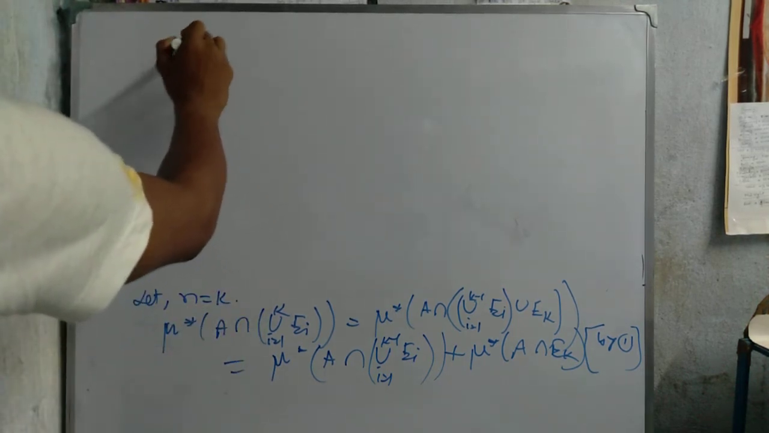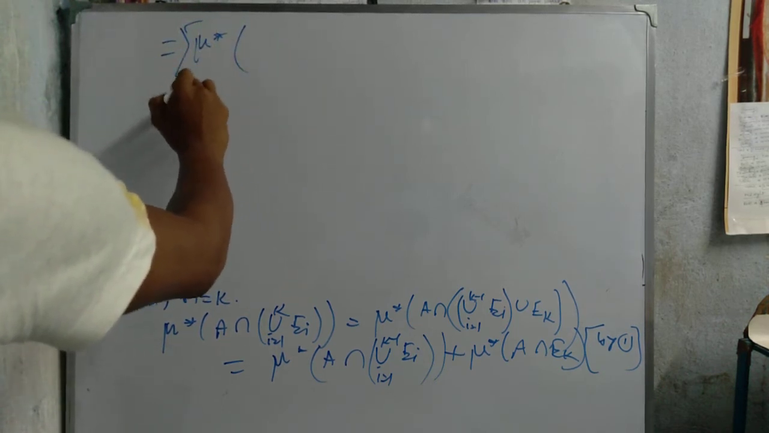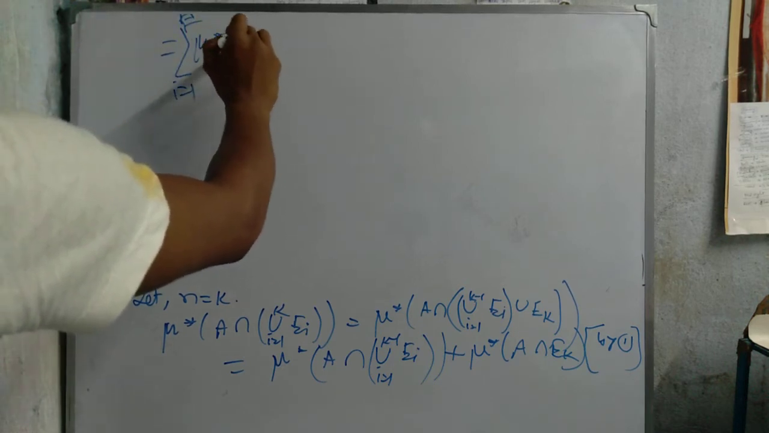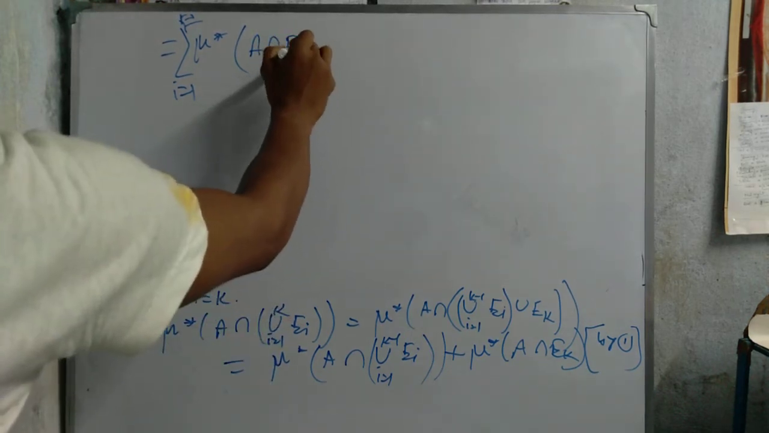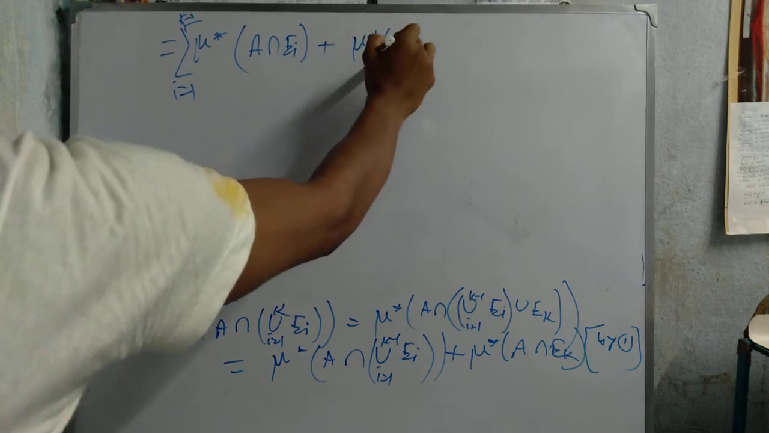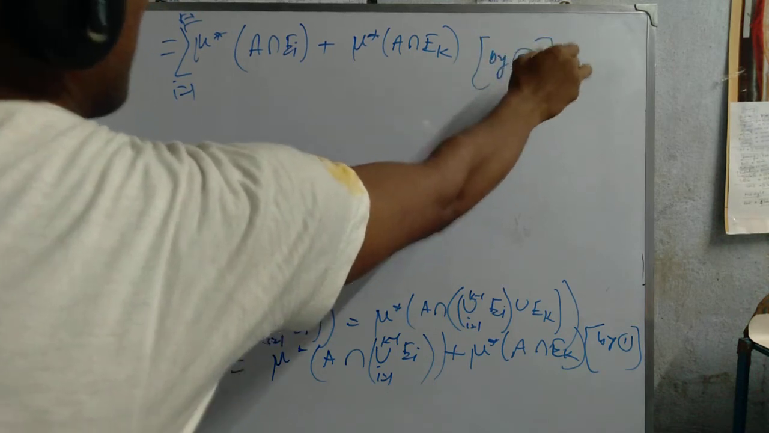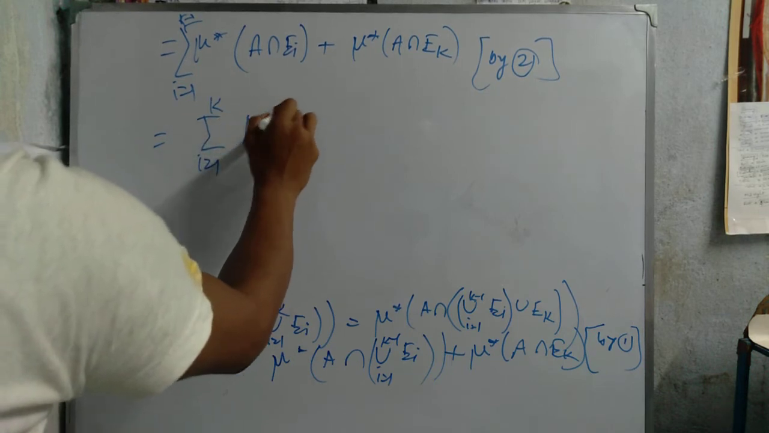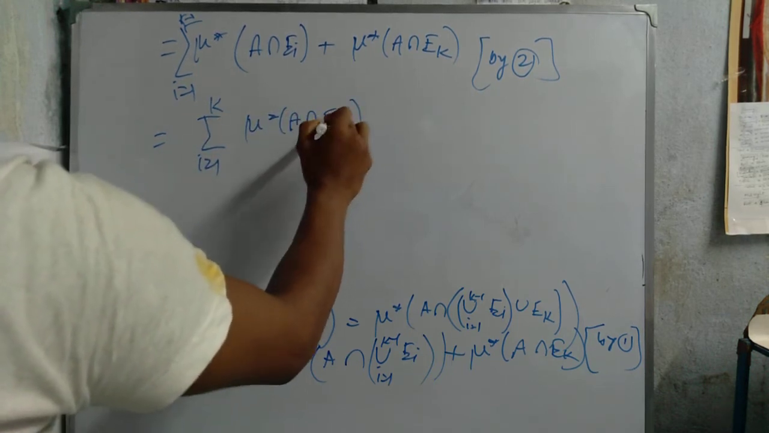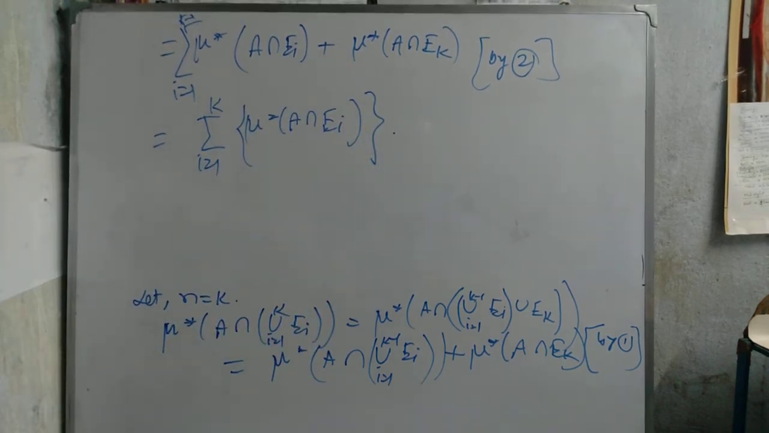Now right here mu summation i equal to 1 to k minus 1 mu star A intersection Ei plus mu star A intersection Ek by 2. Okay, then we write in this way mu star A intersection Ei. Okay, so also prove this result.